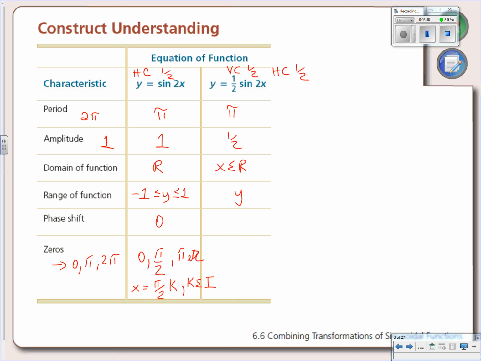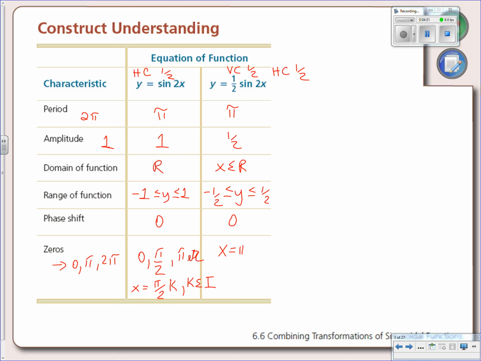The phase shift, there still is not one because there's no c value. And the zeros, well, we've already changed the zeros to reflect that horizontal compression. Here, the vertical compression does not affect your x-intercepts. So we'll say once again, x equals pi over 2 k, where k is an integer.